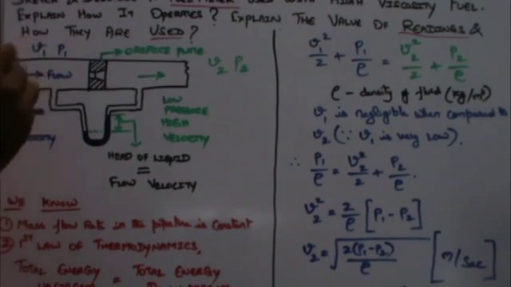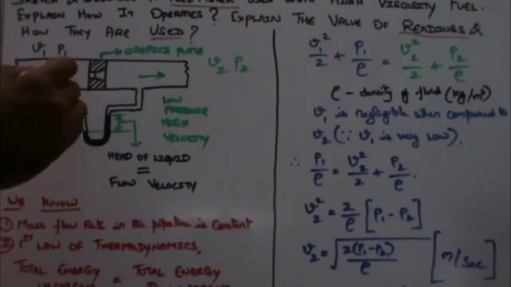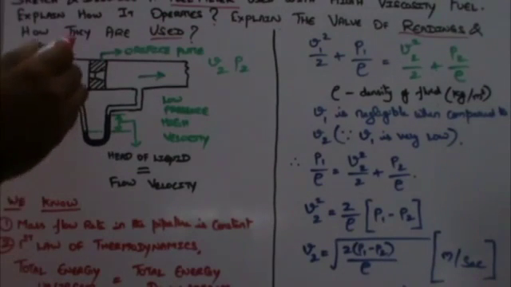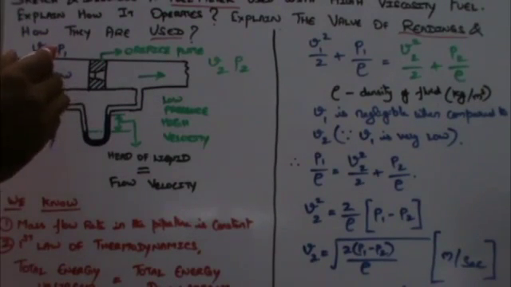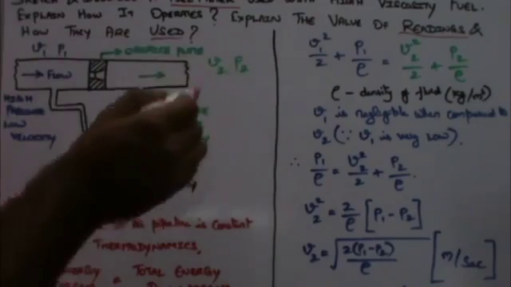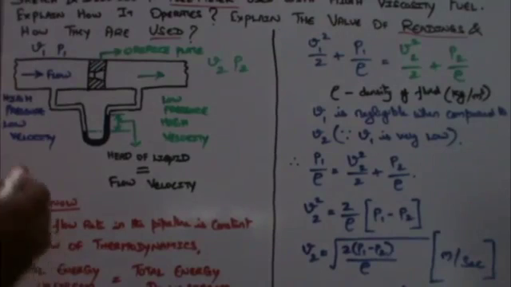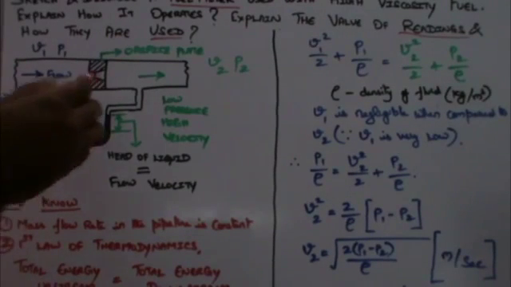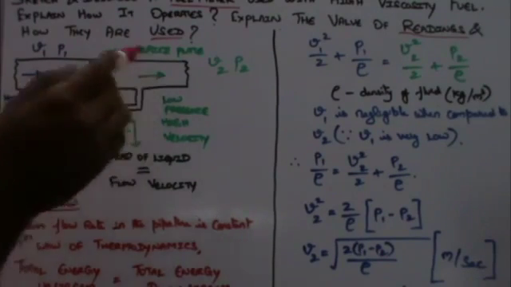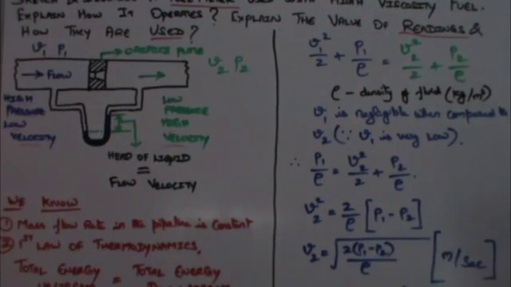I assume V1 to be the velocity of the fluid flow before the orifice, and V2 the velocity of fluid after the orifice. In the same manner, pressure P1 is the pressure before the orifice or upstream, and pressure P2 is the pressure after the orifice or on the downstream. Now, as I said earlier, this area upstream is called high pressure and low velocity area. Downstream of the orifice is called low pressure and high velocity area.